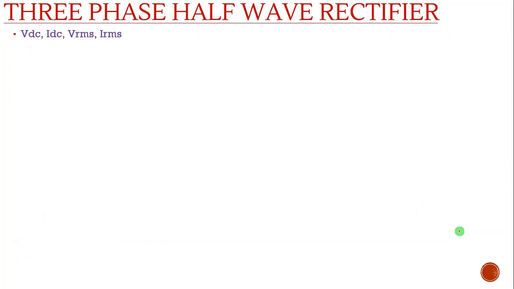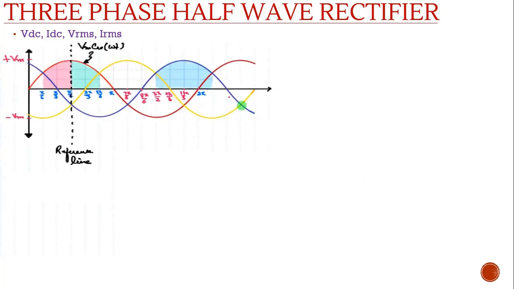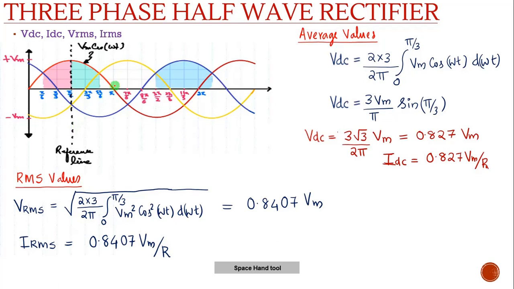Now we are going to calculate VDC, IDC, VRMS and IRMS. So this is our output waveform. If I am taking this as the reference line for VDC, you can see this will be 120 degree, from here to here it is 120 degree, and from here to here it is 120 degree. So I am taking this area.